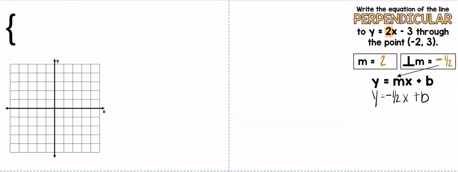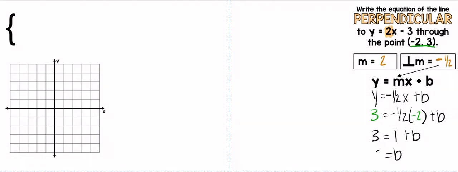So now I'm going to plug in my point, negative 2, 3. So my y value is 3 equals negative 1/2 times negative 2 plus b. Okay, so then that's 3. Negative 1/2 times negative 2 is positive 1. And so your y-intercept is 2.